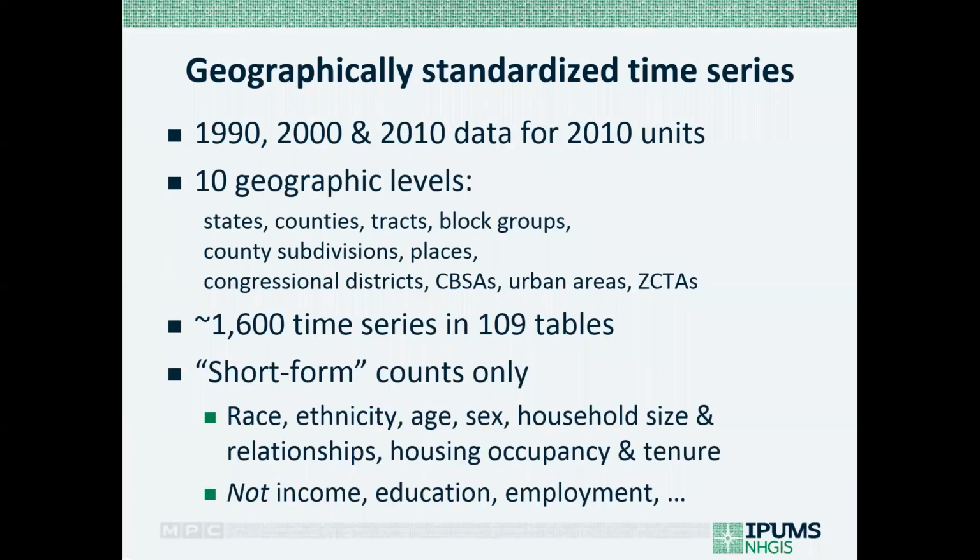Just summarizing, we have geographically standardized time series for 10 different geographic levels, for 109 different tables. That's 1,600 different time series. Currently, our geographically standardized data is available only for short-form census counts. These are the standard subjects that are covered in the short-form decennial census. And the reason why it's limited to those is that we derive all our data from census block data, and only short-form data is available at the block level. So we do not have geographically standardized data for income, education, or employment.